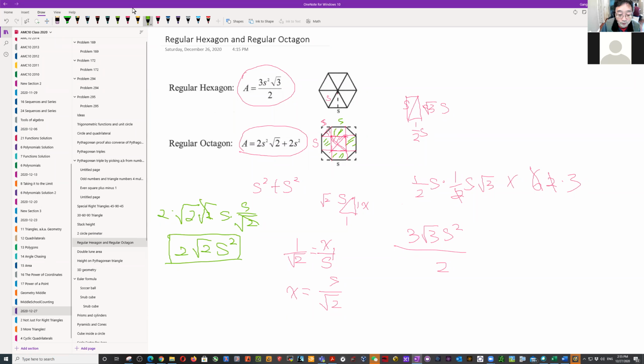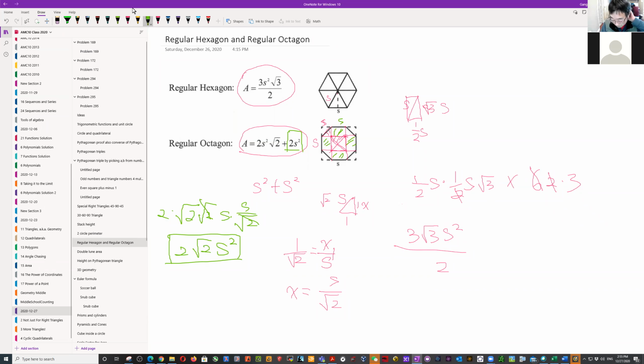So this is 2 square root of 2 S squared plus 2 S squared. So 2 S squared is just the middle square plus the 4 little triangles on the corners, then plus the 4 little rectangles on the shoulders. So that's going to be the whole thing.